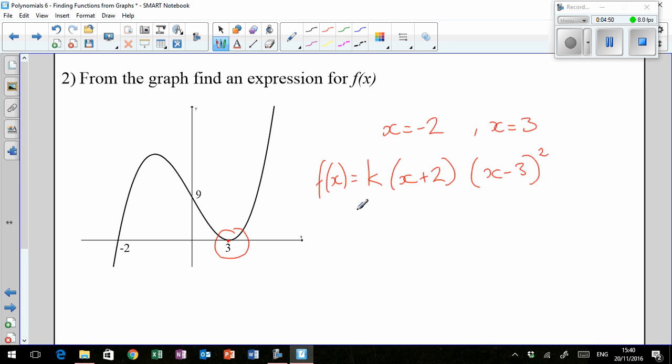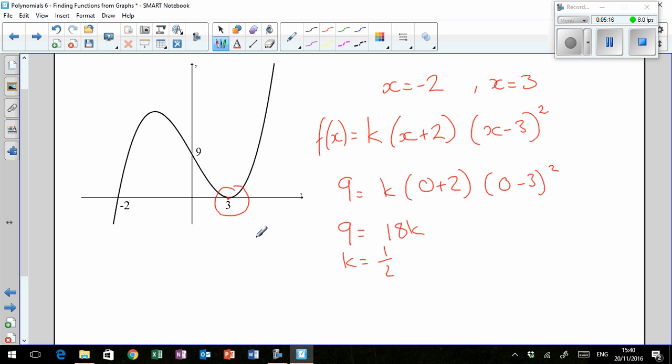The other coordinate I've got is (0, 9). So 9 is going to go on as f of x, and 0 is going to go on as x. And then it's just a case of solving that equation. 0 subtract 3 is -3, but -3 squared is +9 times 2 is 18. So k is 9 over 18, or k is a half, which means my formula here is f of x is equal to a half (x plus 2) times (x minus 3) all squared.